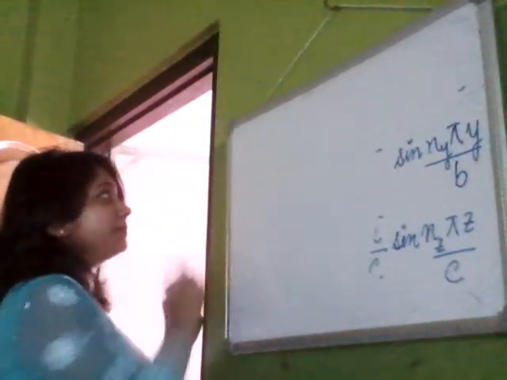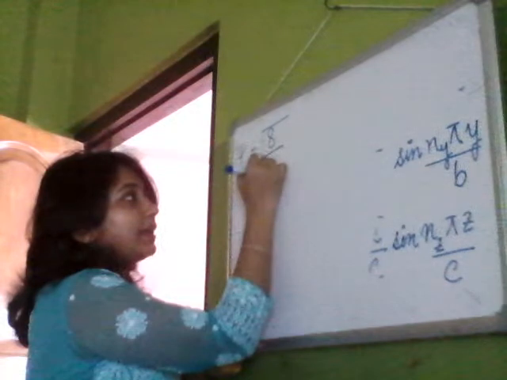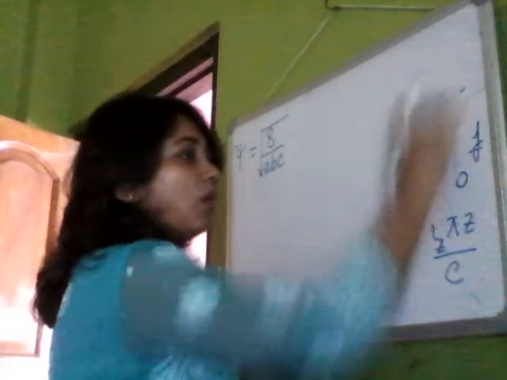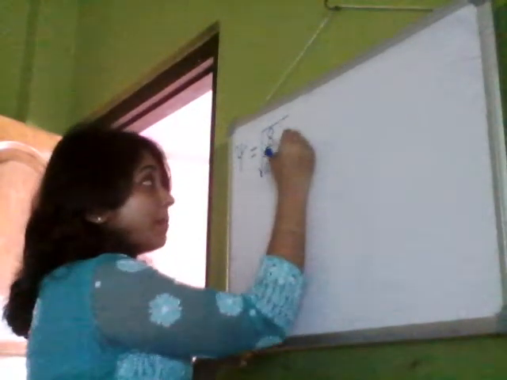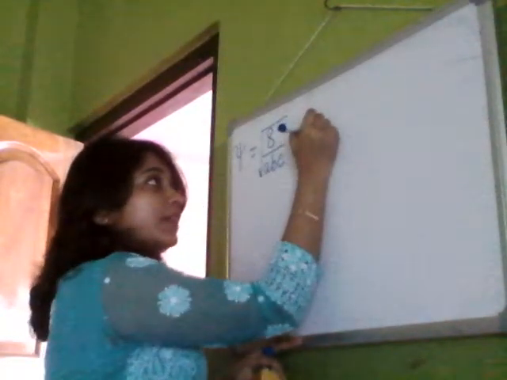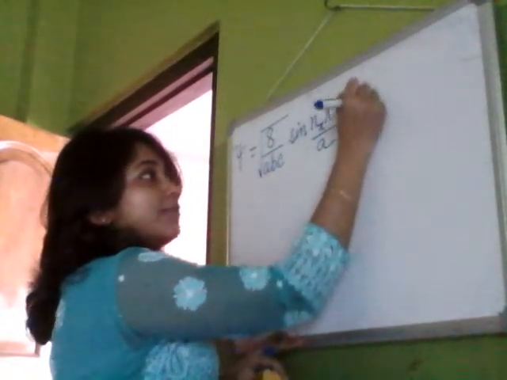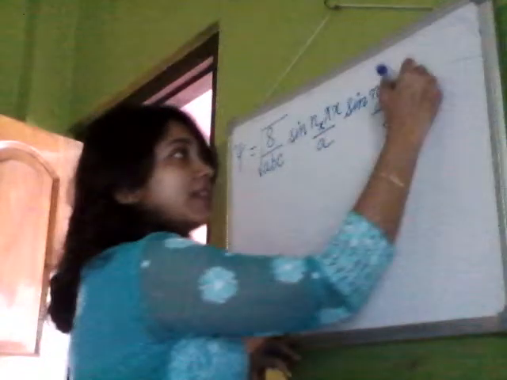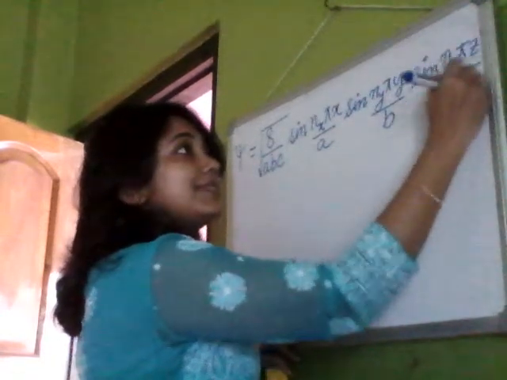this wave function, which can be written as root over 8 by a b c, the amplitudes, and then I'm going to write down all the separate sine functions for the x, y, and z axes. So remember, we are not writing any n. Since I'm writing now for the x part, I will not forget to put sine of nx pi x by a. Next, sine of ny pi y by b, and the last one for z, sine of nz pi z by c.